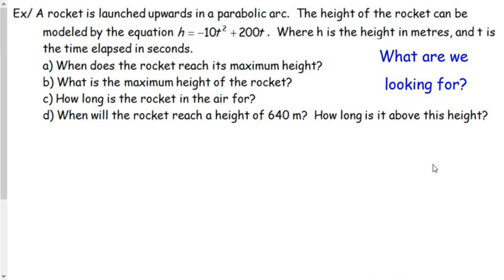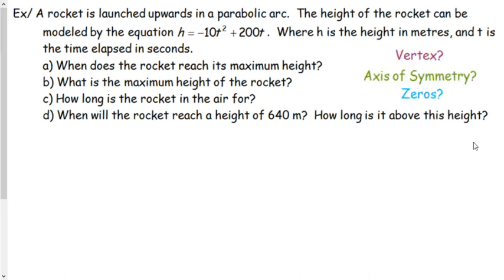You're saying the rocket's flying through the air. At what point is it going to reach 640 meters up? And then it's going to come back down and reach 640 meters again. How long is it above 640 meters? How long is that stretch? That's actually a pretty powerful question to be able to answer when we're dealing with things like that. So this is rocket science. When people say things aren't rocket science, well, you're actually doing rocket science right now. So what are we looking for?